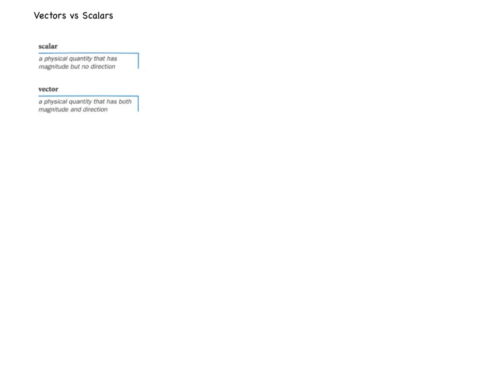Some good examples of scalar quantities would be speed, time, and mass. These all involve numbers where the direction of the number is not important. For example, it wouldn't make sense to say your mass was 100 kilograms east.